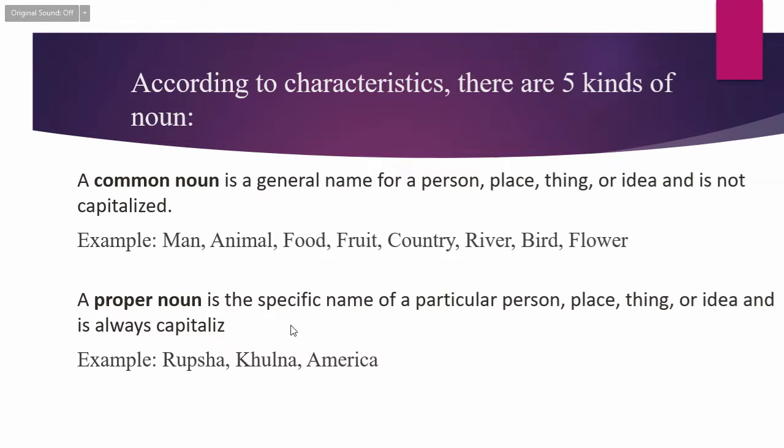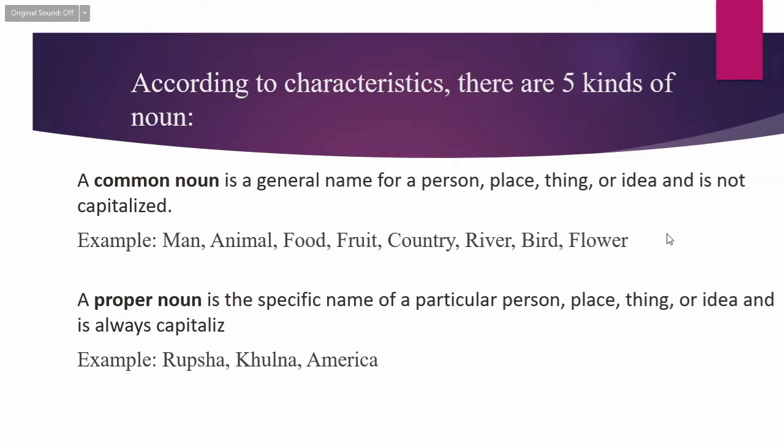Proper noun is the specific name of a particular person, place, thing, idea, and is always capitalized. A proper noun will always be capitalized, because when there is a common noun, river, you don't know which river that is. But when the name of the river is mentioned, for example, Rupsha, it will always be capitalized, right? The first letter, and the names will be specific to the person, place, or thing. Okay, so have you understood these two kinds of nouns?